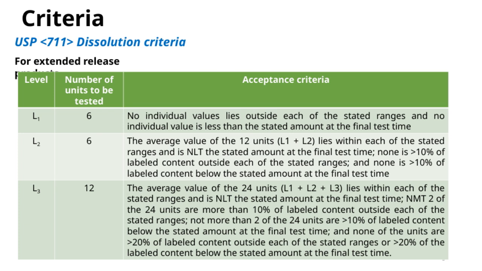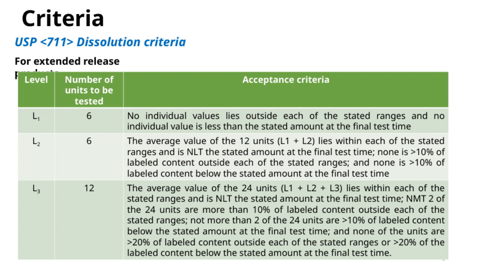First, we see that the criteria are structured in levels, starting with level 1, which involves testing 6 units. The main point here is that none of these individual units should have values outside the specified ranges, and at the final test time, no individual value should be less than the designated amount. Moving on to level 2, again, 6 units are tested, but the focus shifts to the average of 12 units, combining the initial 6 with an additional 6. The average must fall within the specified ranges and meet the minimum amount at the final time.